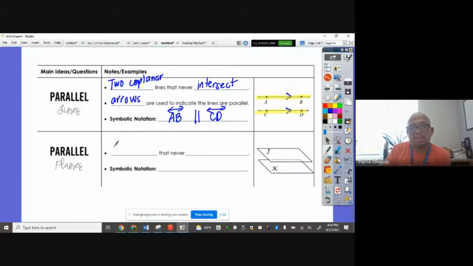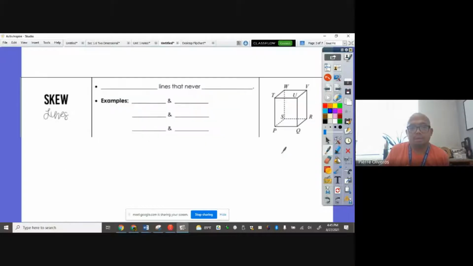Parallel planes, these are planes that never intersect. Symbolic notation for this will be plane J parallel to plane K. Skew lines, skew. These are parallel, this is intersecting. Skew would be two non-coplanar lines that never intersect. So these are the sides or lines that are not on the same plane, and they will not intersect if you stretch them out because they're going to different directions.